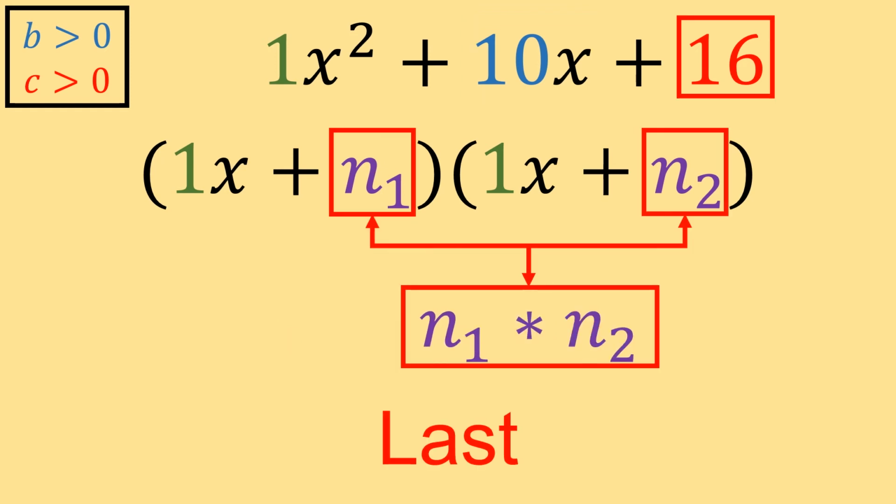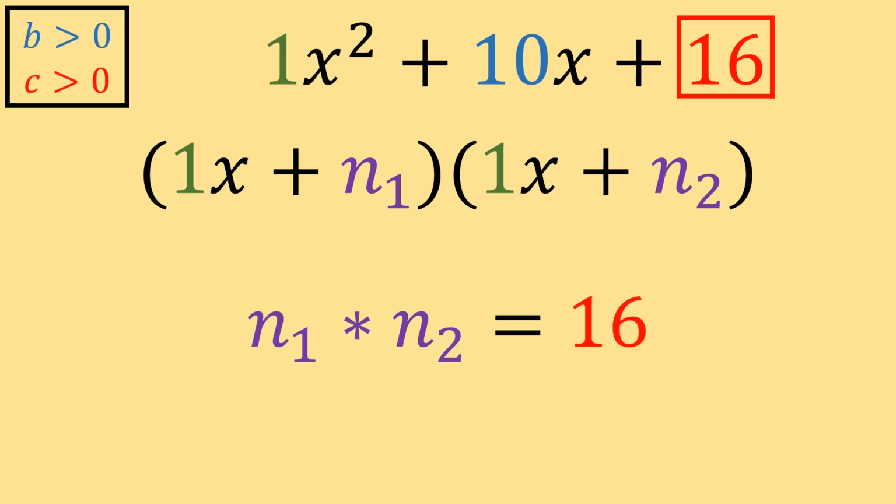Now we move on to last from FOIL. And those are essentially the second term in the first binomial and the second term in the second binomial. And when we multiply those two values together, we should get n1 times n2. But we have no x times these, which means that this is going to be equal to the constant within our expression. And if you recall, the constant in our expression is c. And so n1 times n2 must equal c, and so in this case, n1 times n2 equals 16.